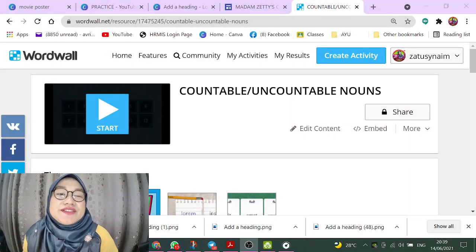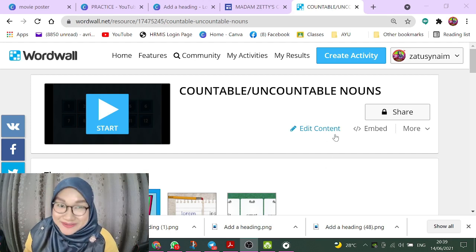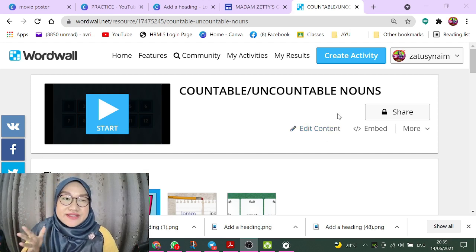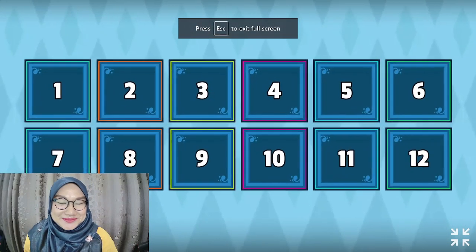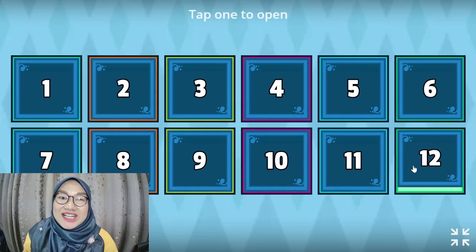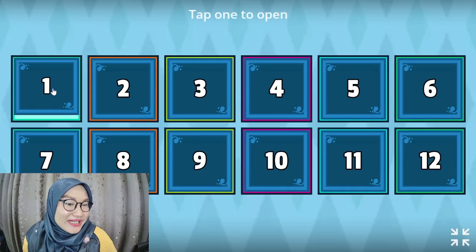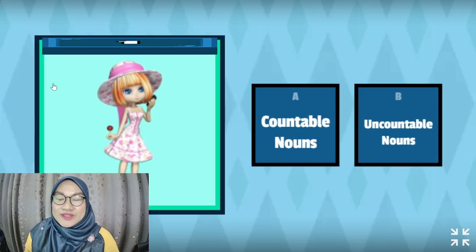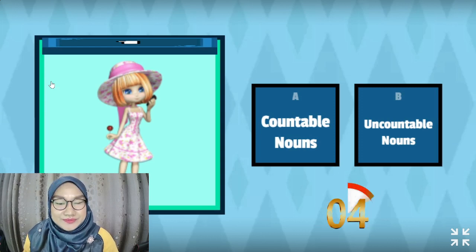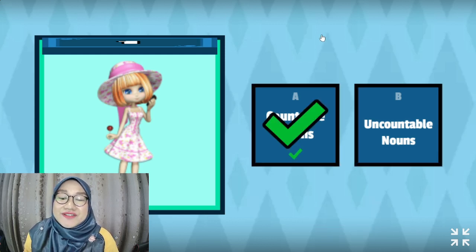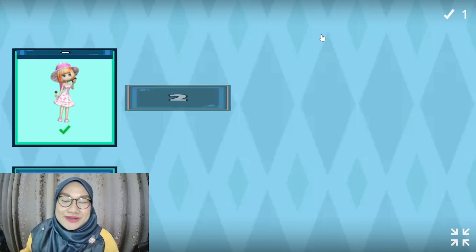So for this part of today's lesson, we are going to play a simple game. Usually all you have to do is just look at the pictures shown and then choose whether it's a countable noun or an uncountable noun. Let's go. Alright, so let's begin with number 1. A girl. What do you think? Countable or uncountable? If you said countable, then yep, you are right.